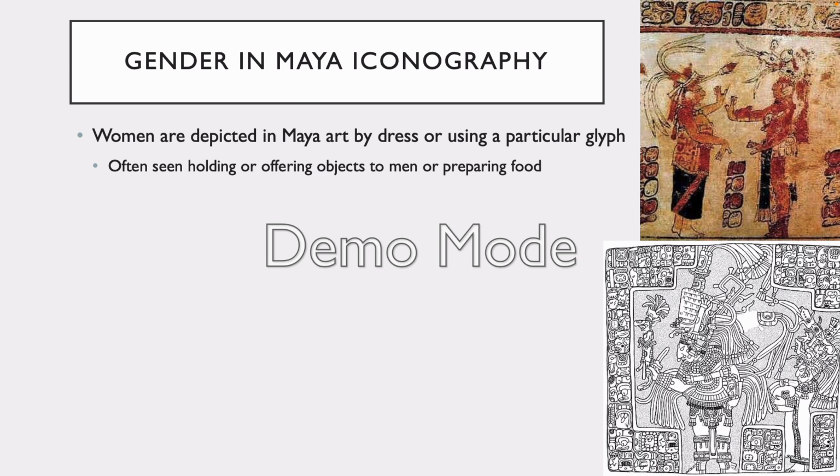And in the examples you're seeing here, if I can get my mouse, you see the woman here on the left, as well as the woman here in the bottom right corner, who's depicted as being a bit smaller than the male figure, which is assumed to be her husband in this case. So women are often seen as holding or offering objects to men, or perhaps preparing food within these scenes that are depicted.